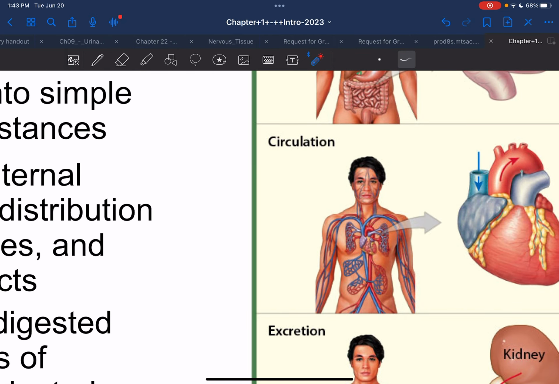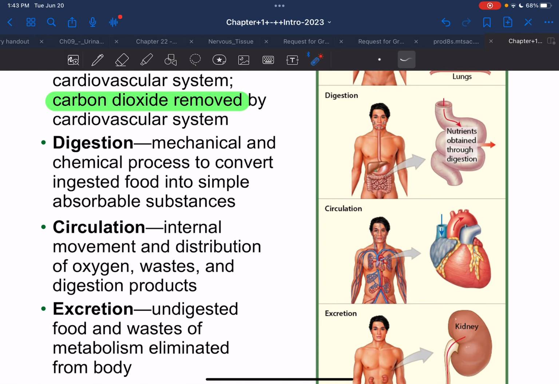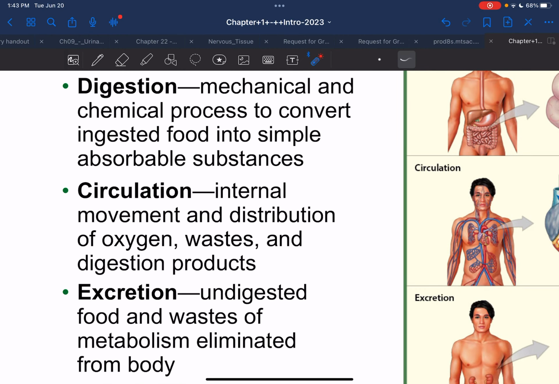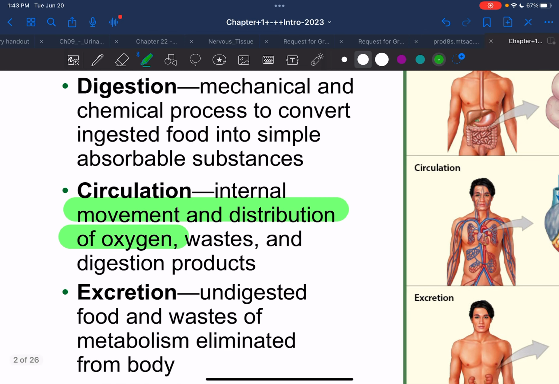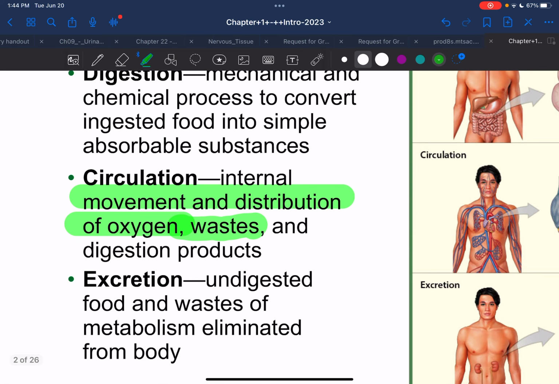So you're skipping digestion for now. Circulation is the process of our ability to move and distribute nutrients and gases. As you can see, movement and distribution of oxygen, as we saw, even CO2 as well, but right now we only have oxygen. Waste as well, because again, CO2 is a waste, but not just that, as you're going to see for urinary a little bit later. And then also digestion. Let's jump into that one.